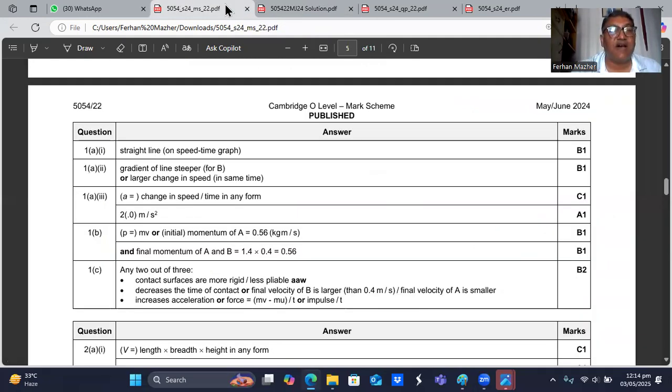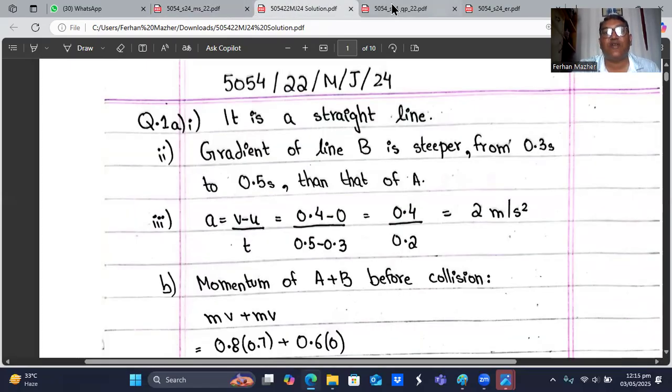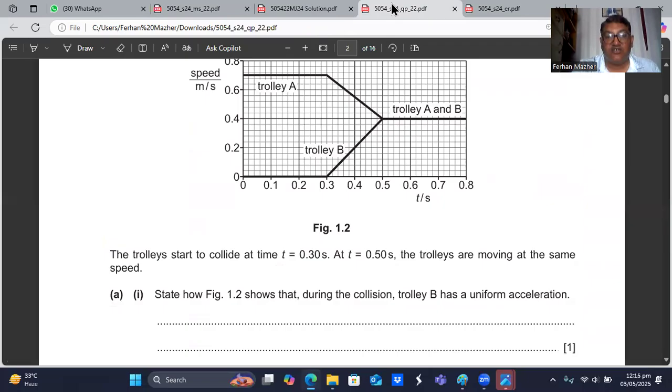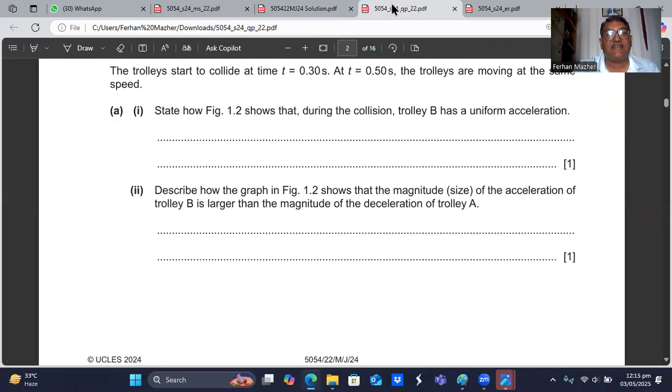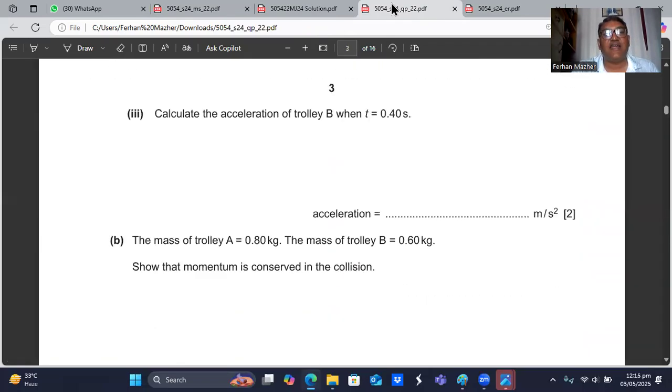You can have a look at the marking scheme. Question number 1A, second part: gradient of the line steeper for B, or larger change in the speed in the same time. I hope you understand. I hope you can write this answer. So let's go to the next part, question number 1A and its third part.